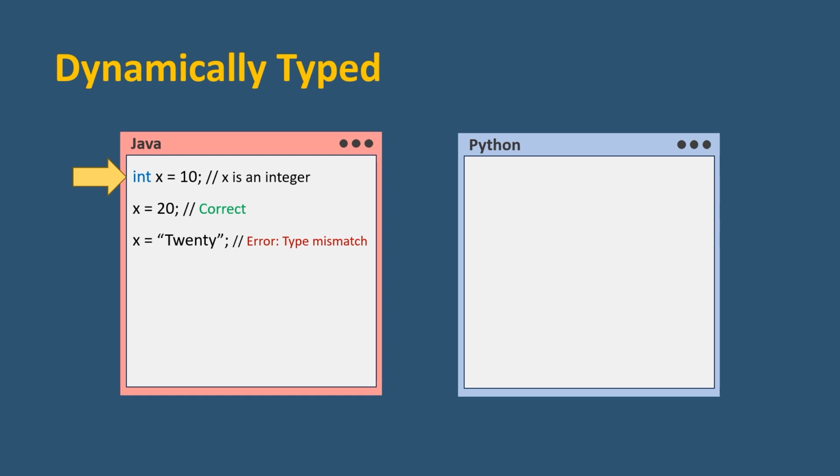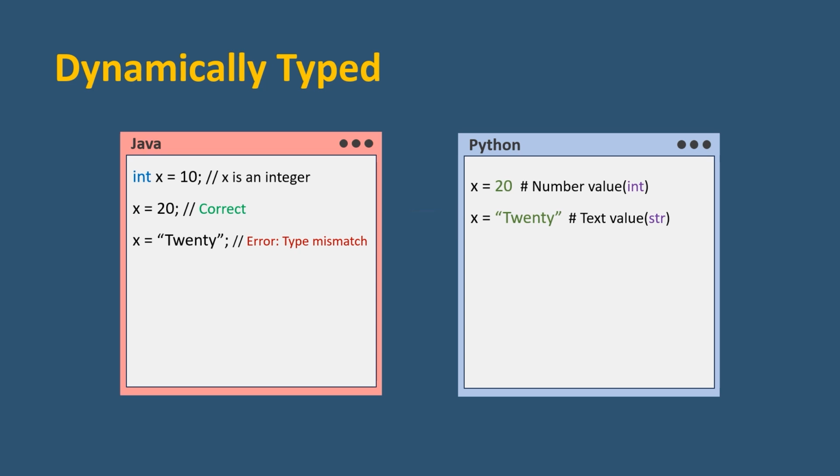In this example, x is a variable that stores integer values in Java. If we try to assign a non-integer value to x, an error will occur. Here is the same example in Python. First, we give x a number value, but then, on the next line, we change x to have a text value instead of a number. Python allows this and runs the code without any issues.